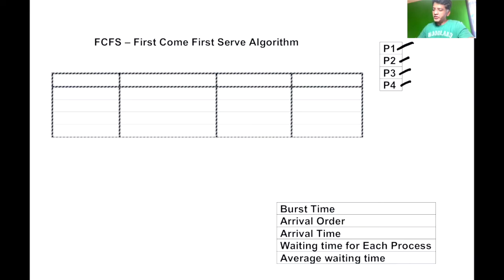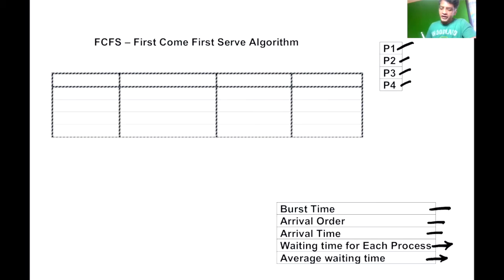So first one is the burst time. I need to find out the burst time for each process, and at the same time the arrival order, and the third one is arrival time. All these things are required to calculate two different parameters. First one is the waiting time for each process and the average waiting time for the whole schedule, right? So first we'll fill out the table for this calculation.